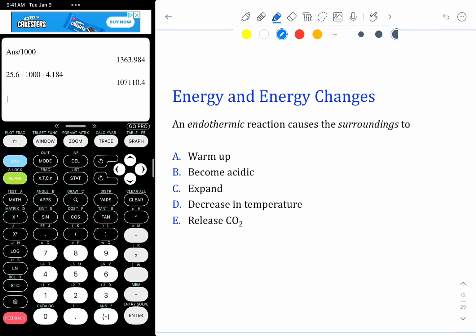Okay, so let's just quickly review. Let's look at our options here for this question. An endothermic reaction causes the surroundings to do what? Warm up, become acidic, expand, decrease in temperature, or release carbon dioxide. Choose your answer and put it in your notepad.